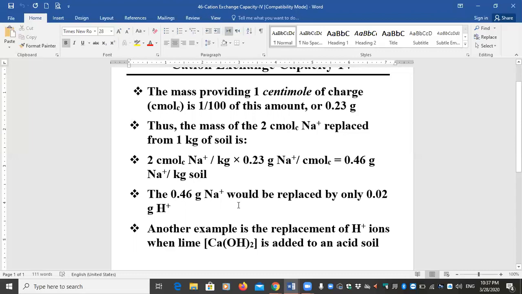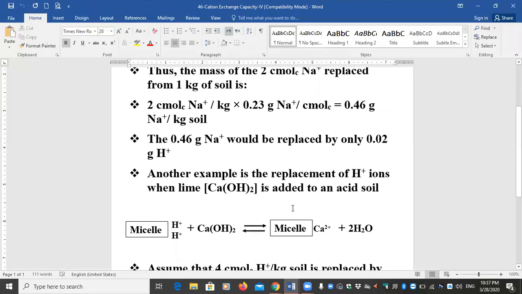So that's why we say the centimole of charge is the same, it did not change. It's that 2 centimole of charge. Remember, we needed 0.46 gram of sodium to give us those 2 centimole of charge, and we needed 0.02 gram of hydrogen to give us the same 2 centimole of charge. That's why we don't say element per element. It's mole of charge, centimole of charge for charge. And the mass of any element will depend on its atomic weight. So this is very variable. This is constant, 2 centimole of charge.